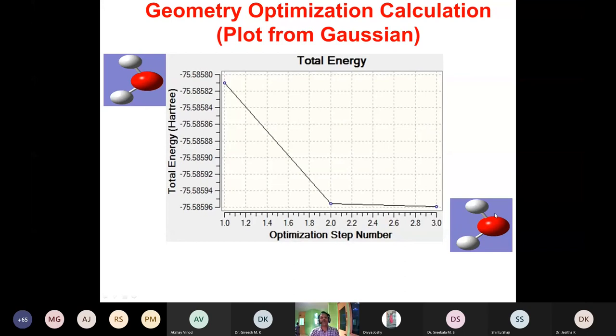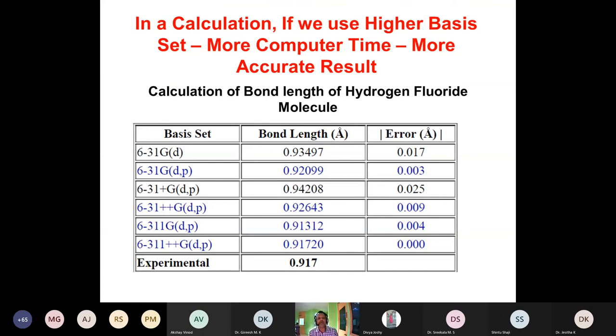So this is the plot of geometry optimization. And what about the different basis set? When you are using a different basis set for the same molecule and for the same calculation, what should be the result? For your information, if we are using a higher basis set, more computational time is required to finish the calculation, but your result is more accurate.